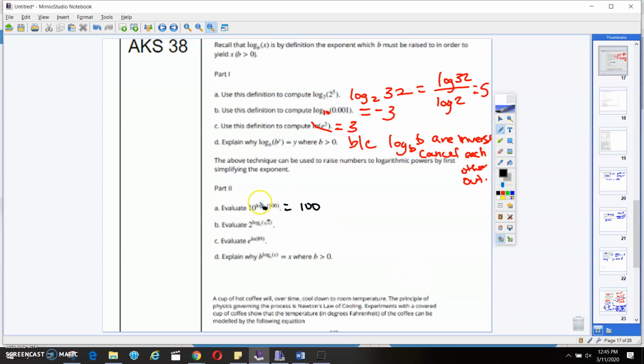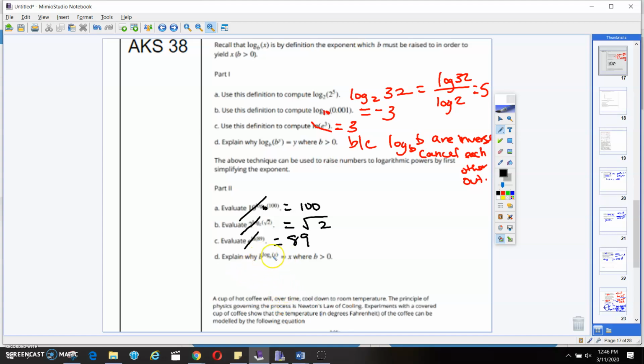The reason why that's going to happen is 10 raised to the log base 10 is going to cancel out. So what do you think is going to happen on part B? These are going to cancel out, and I'm going to get the square root of 2. On part C, we've got e to the ln of 89. Sorry, those are so small. So then that cancels out, and we get 89.